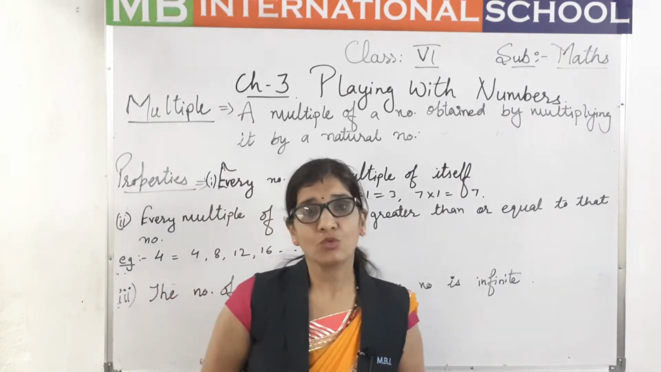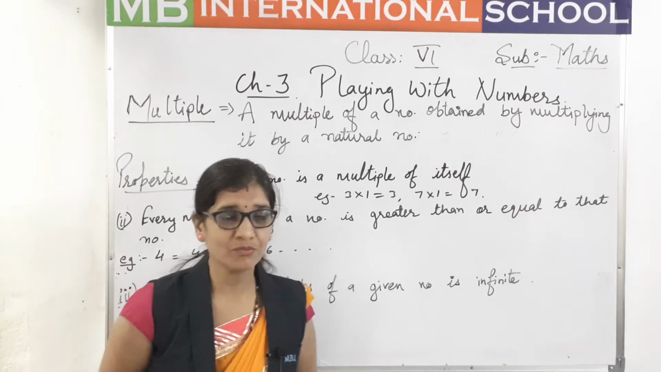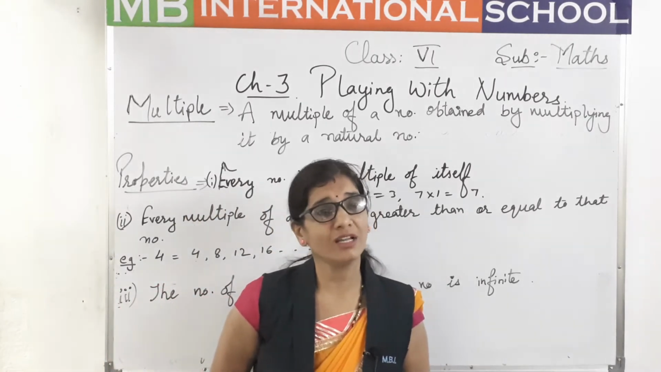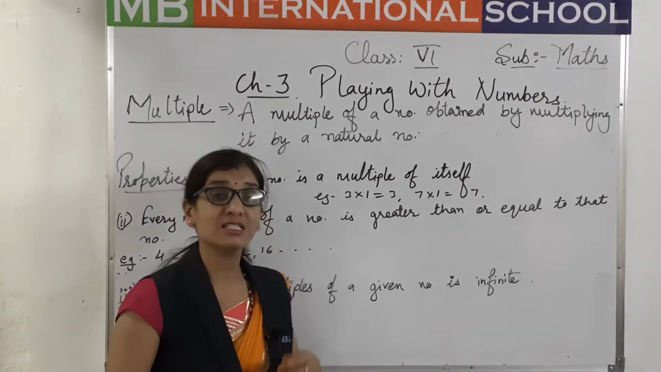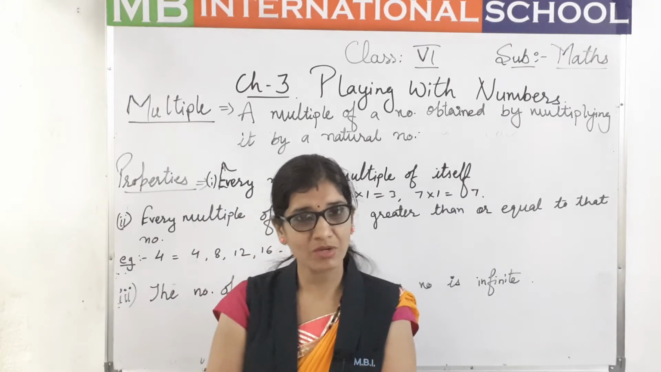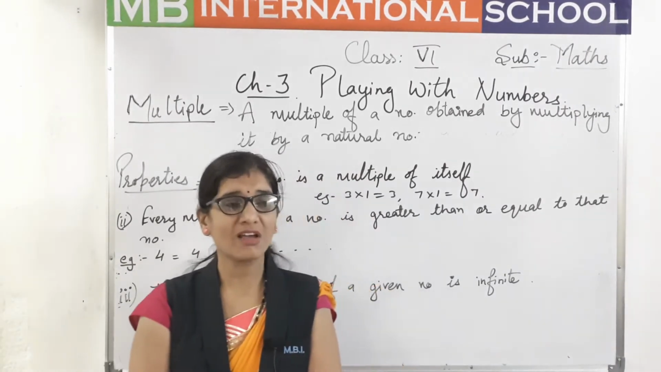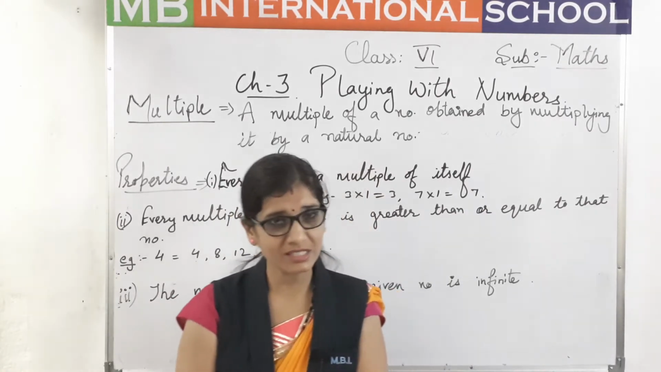Prime numbers are those numbers which have only two factors, 1 and the number itself. The smallest prime number is 2. We can say that 2 is the smallest prime number, as 2 has only two factors, that is, the number 1 and 2 itself.